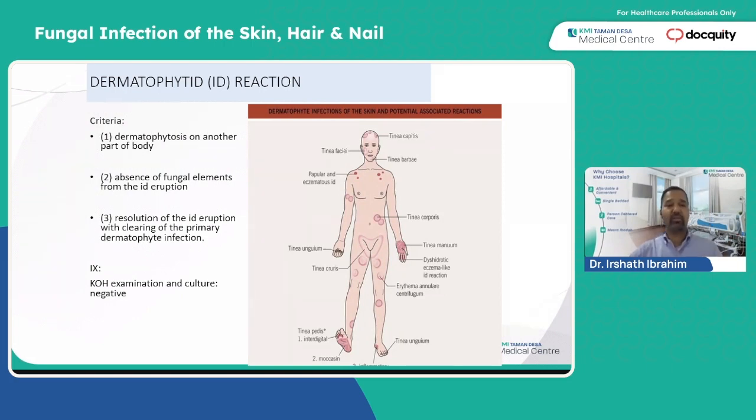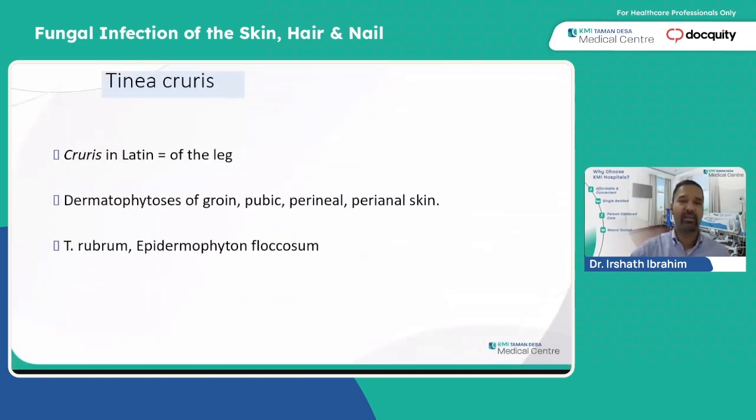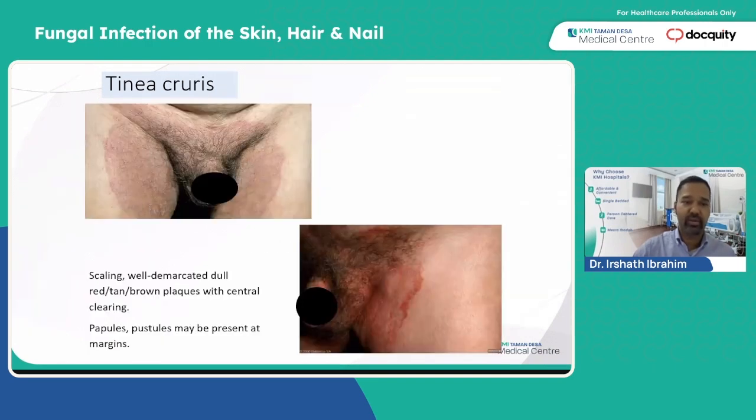Okay, next up, tinea cruris. Cruris in Latin means of the leg. So it is a dermatophytosis of the groin, pubic region, perineal, and perianal region. These are the common organisms. Tinea cruris typically shows configurate, erythematous, well-demarcated plaques with an angry border affecting the groin.